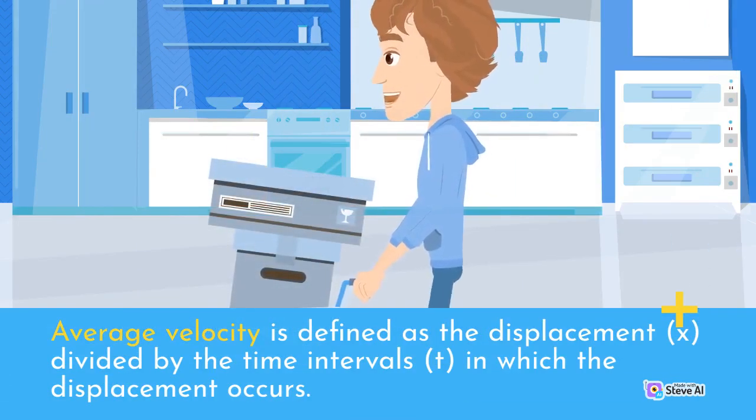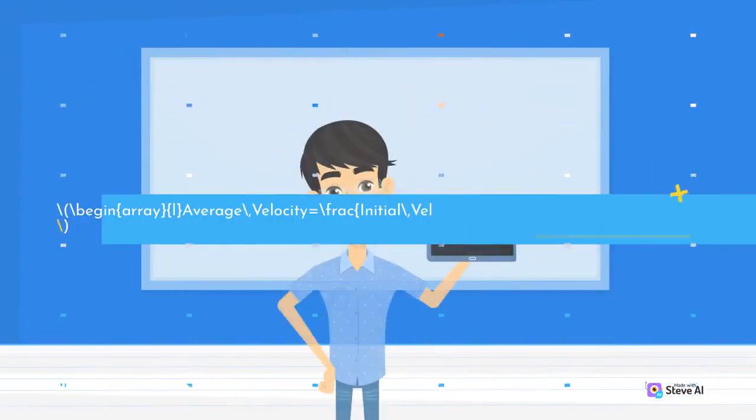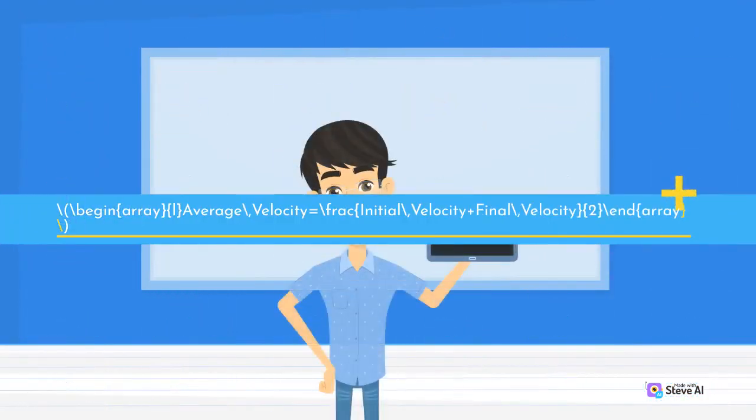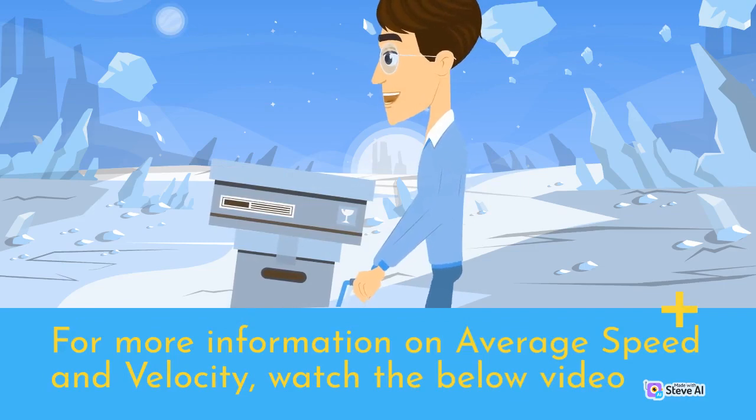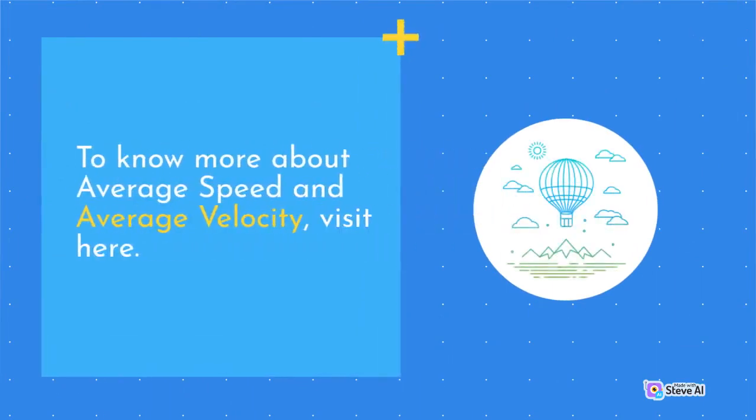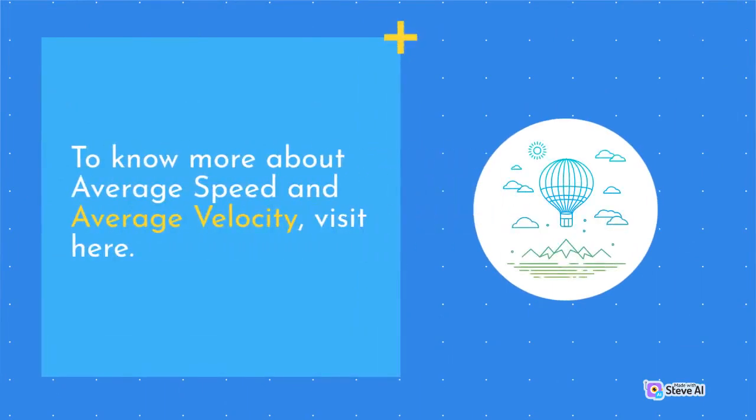Average velocity is defined as the displacement, x, divided by the time interval, t, in which the displacement occurs. Average velocity equals initial velocity plus final velocity divided by 2. Average velocity, instantaneous velocity. For more information on average speed and velocity, watch the below video. To know more about average speed and average velocity, visit here.